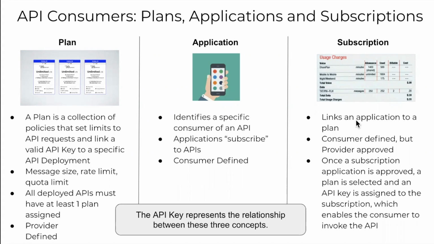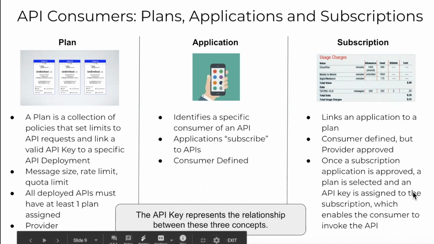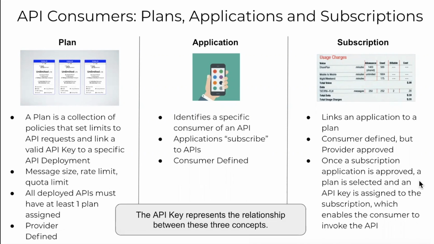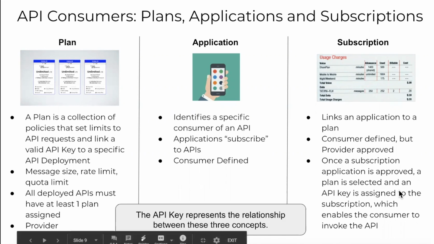So that's the same in this scenario as well. We're linking an application to a plan. This is also consumer requested, but it's provider approved. So when I go in, I create a request to subscribe to a specific API, and a provider of that API has to approve that request. Once that's approved, I actually get something called an API key, which we'll see a lot of in a little bit here. And that enables me to invoke the API via that subscription.